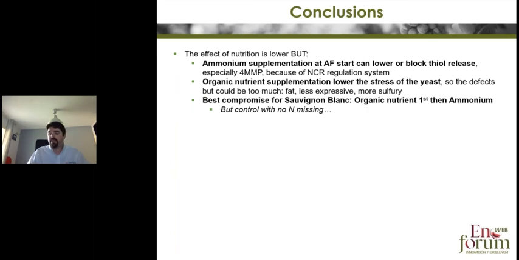Then after the yeast strain and the temperature, you have the effect of the nutrition. The nutrition effect is lower, for sure, but can be drastic. It can be drastic, for example, on the release of 4-MMP. We saw that the ammonium supplementation at the beginning was lowering or even blocking this release. And then we saw that the organic nutrient was a little bit lowering the stress of the yeast as well.